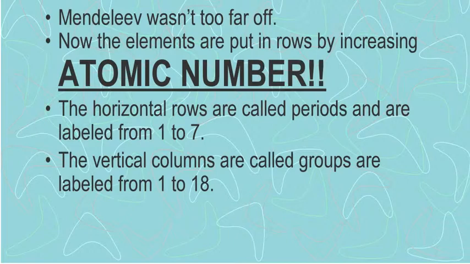The horizontal rows are called periods, and they're numbered 1 through 7. The vertical columns are called groups or families, and they're numbered 1 through 18. The older reference tables used an A-B numbering scheme, so if you ever look on the internet, you may see other reference tables with columns labeled 1A, 2A, 3A, all the way up to 8A, and then those middle columns that are short would be labeled 1B, 2B, 3B, and so on. But the current table that we use, the one from New York State, has the vertical columns labeled 1 through 18.